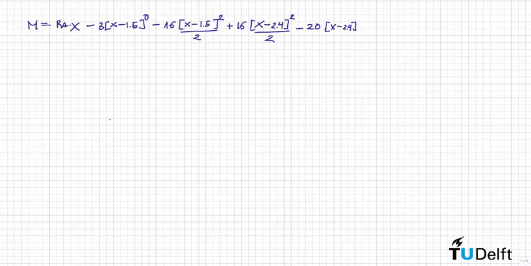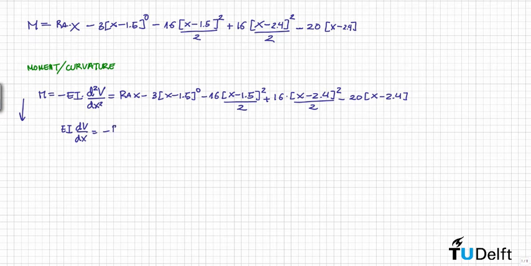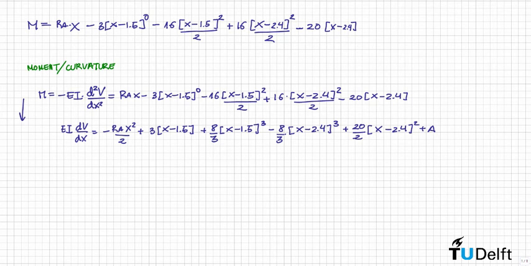And now we can use the moment curvature relation in order to find the deflection of the beam. We know that the moment is equal to minus EI, the second derivative of v with respect to x. Then if we integrate once, we find the expression for the slope of the beam, and we can integrate once more in order to find the expression for the deflection.